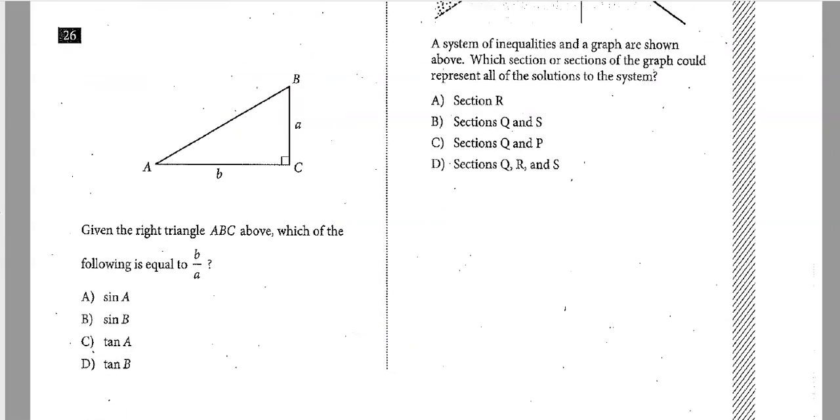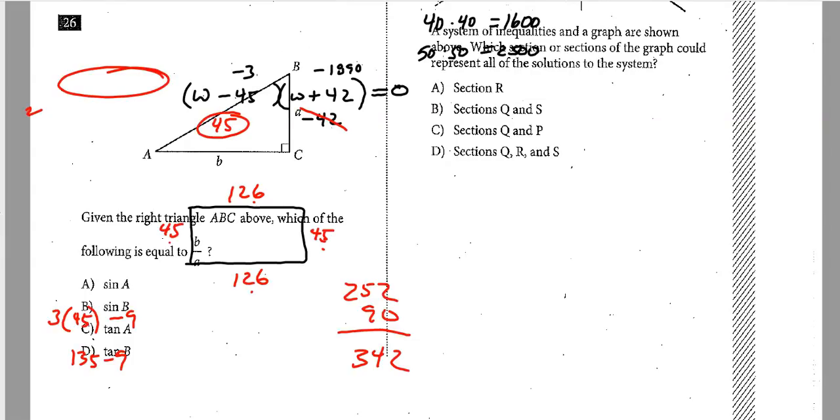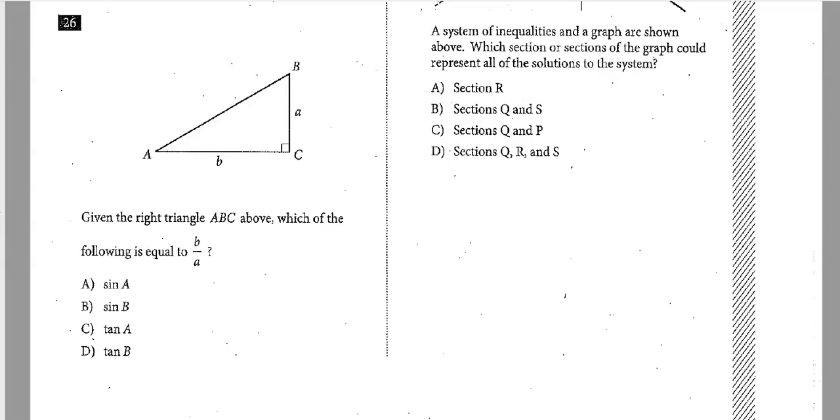Moving on down, number 26. We got some trig here. It doesn't look like a lot is going on though. So given the right triangle, which of the following is equal to B over A? Well, let's check these out. So we're dealing with sine and tan. Remember, sine is opposite leg over hypotenuse. Tan is the adjacent leg over the hypotenuse. So let's look at the first one. If the sine of A, well, if I stand on A, that would be opposite over hypotenuse, so that's not it.